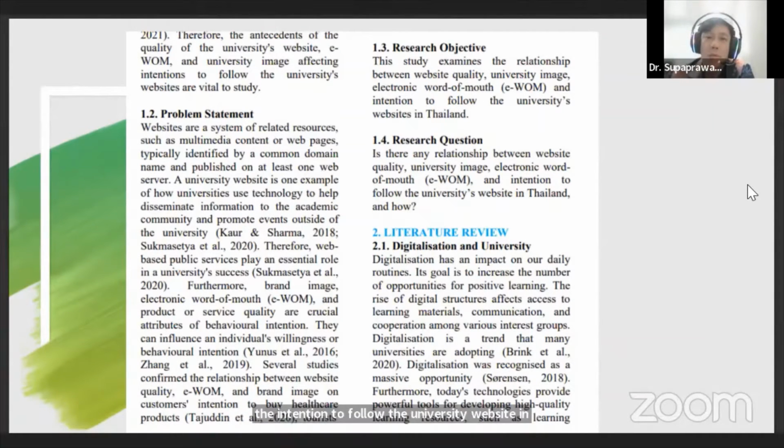And when you write the research question for quantitative research, you could write how is the relationship between variables, or you can write is there any relationship between the variables, but you have to add how, because if you write only is there any relationship, the answer is only yes or no, but the researcher could find the answer for how the hypothesis supports the conceptual framework or rejects the hypothesis.